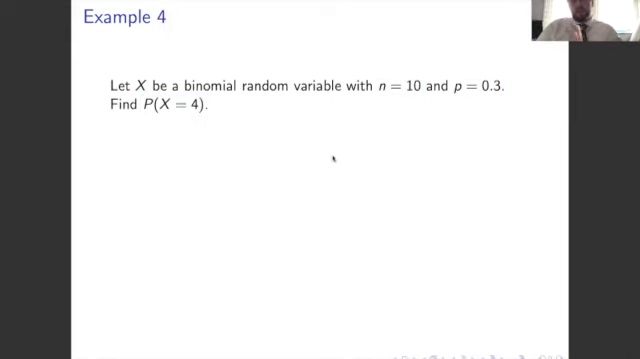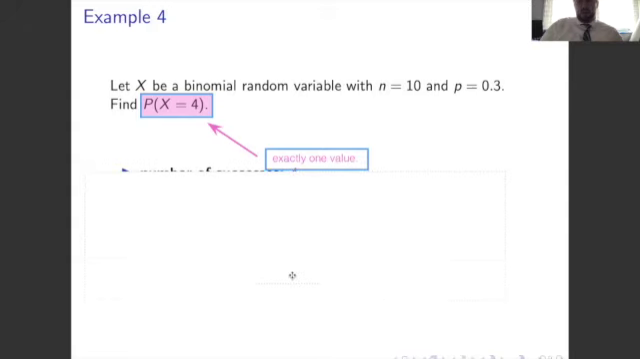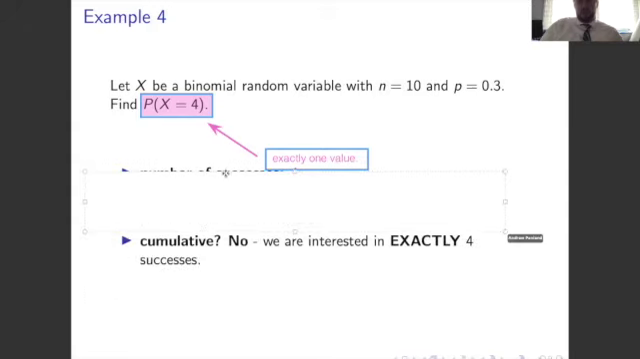Okay, so now let x be a binomial random variable with n equal to 10 and p equal to 0.3. And we're going to find the probability that x is equal to 4. So for the probability x is equal to 4, this is exactly one value. Because it's exactly one value that I'm looking for, the only thing I care about here is hitting 4. So this is not a cumulative calculation. I'm looking for exactly 4.